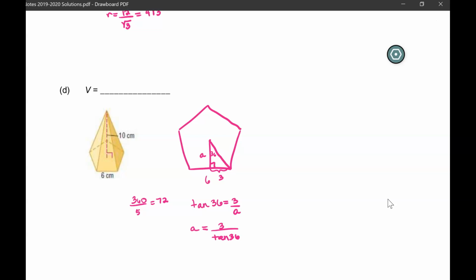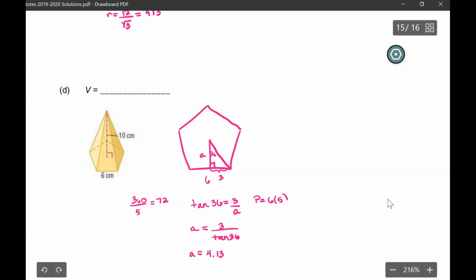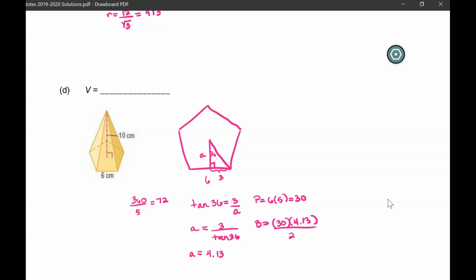So we'll do that on our calculators. And I get the apothem is 4.13. Now, to find the area of that base, I also need to know the perimeter. That's going to be 6 times 5, which is 30. So the area of the base is going to be the perimeter times the apothem divided by 2. So 30 times 4.13 divided by 2 is 61.95.